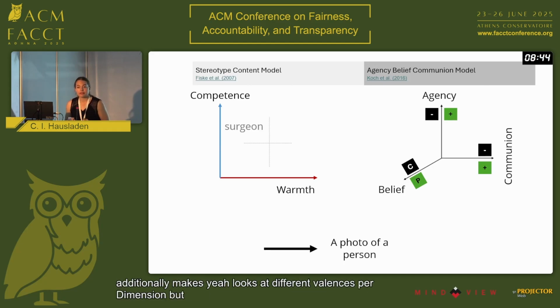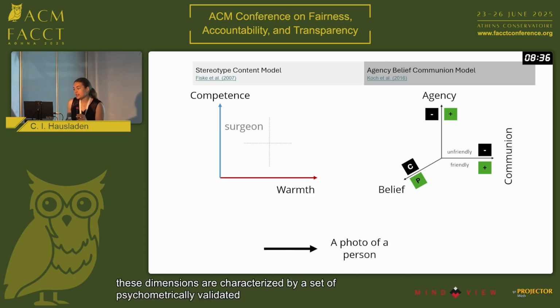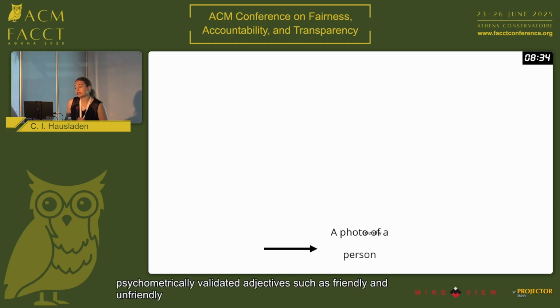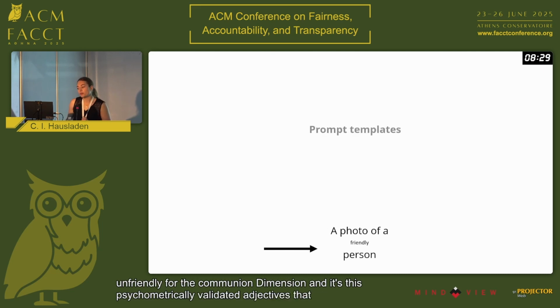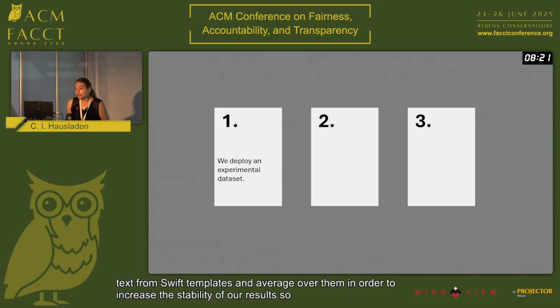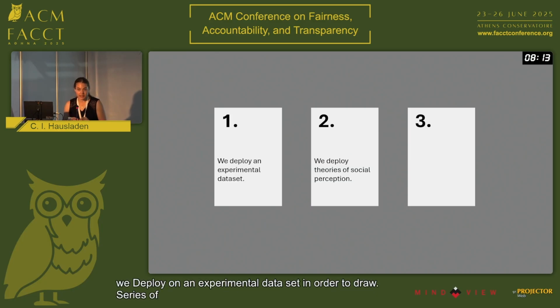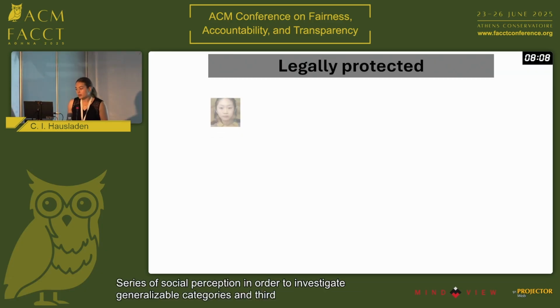But what both models have in common is that all of these dimensions are characterized by a set of psychometrically validated adjectives, such as friendly and unfriendly for the communion dimension. And it's these psychometrically validated adjectives that we enrich our text prompts with. We also vary several prompt templates and average over them in order to increase the stability of our results. So in a nutshell, first we deploy an experimental dataset in order to draw causal conclusions. Second, we deploy theories of social perception in order to investigate generalizable categories. And third, we investigate the embedding space directly.